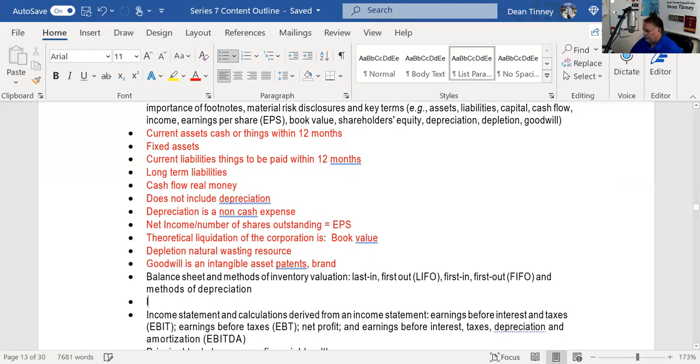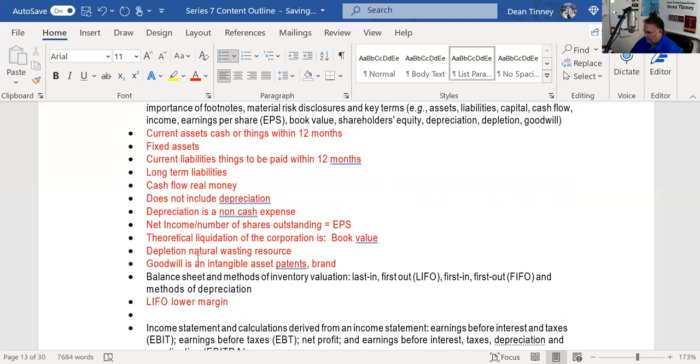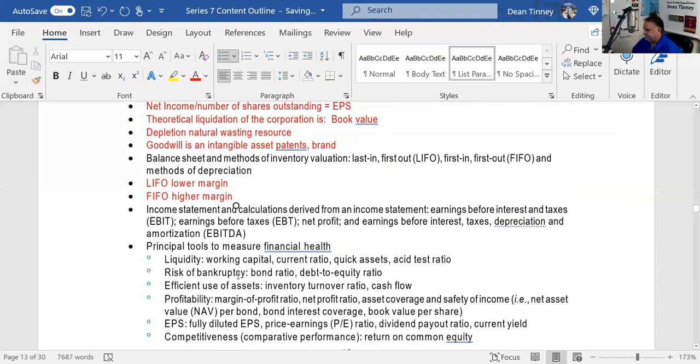So LIFO would give us lower margins. Because the assumption is that if we're selling the last things in first, last in, first out, we paid more for that. And so we're going to have a lower profit margin. Again, I haven't had anybody tell me they've seen this in a long, long time. If we're using FIFO, first in, first out, that means the inventory has a lower cost typically, and that would give us a higher profit margin. Haven't had anybody tell me in years they've seen that.